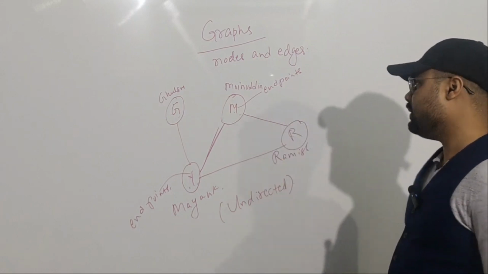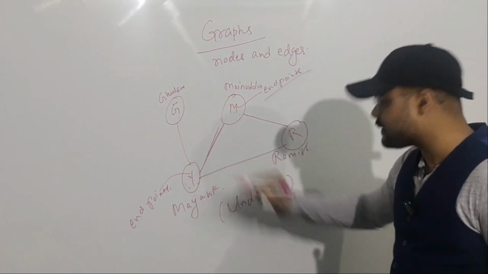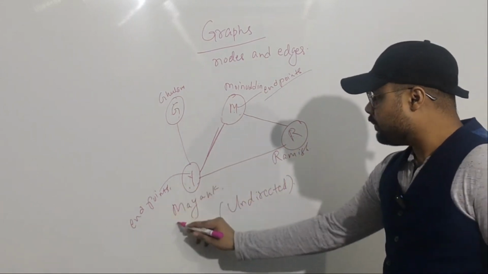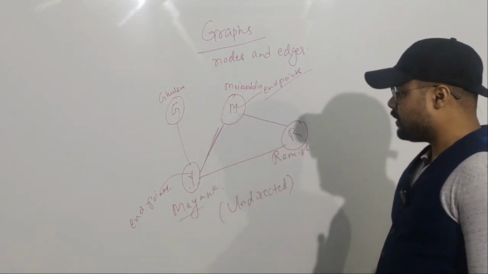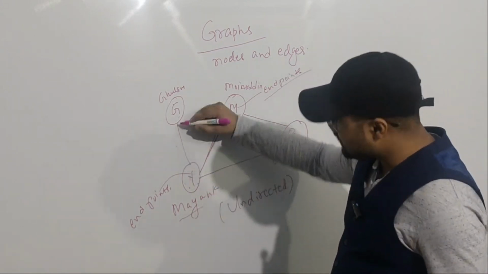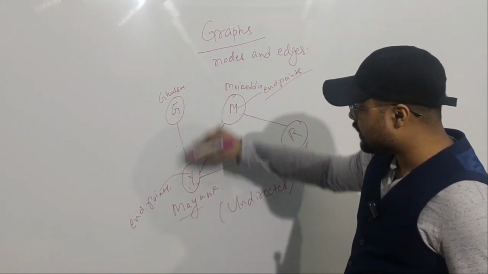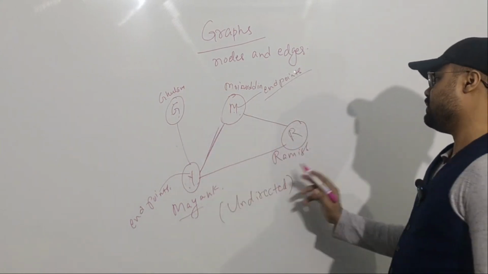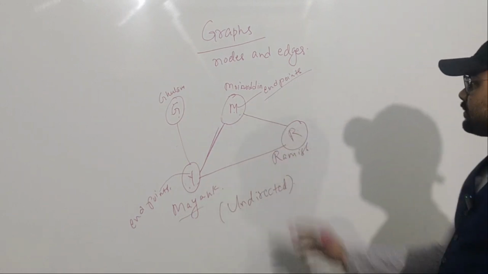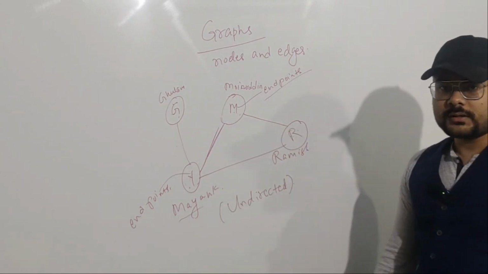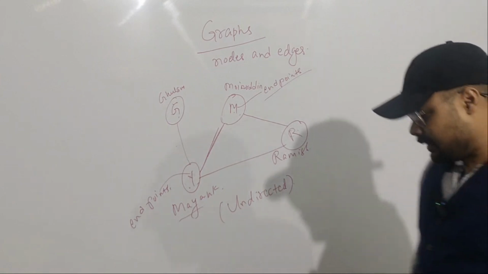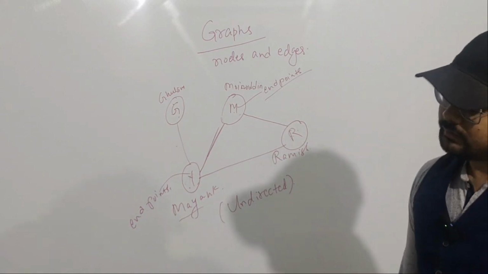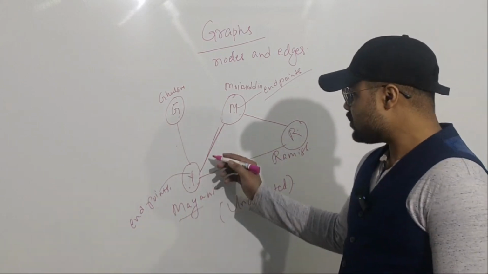Right now, just focus on the word endpoints. From an edge perspective, what are the endpoints of the edge? It's Mayank and Moinuddin. For this edge, the endpoints are Gulam and Mayank. For this edge, Mayank and Ramesh. For this edge, Moinuddin and Ramesh.